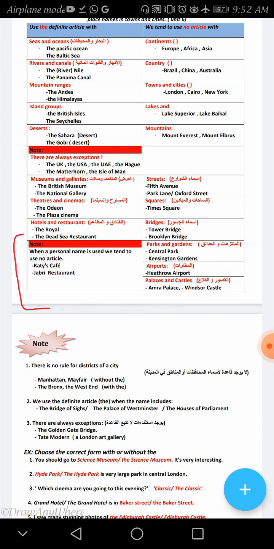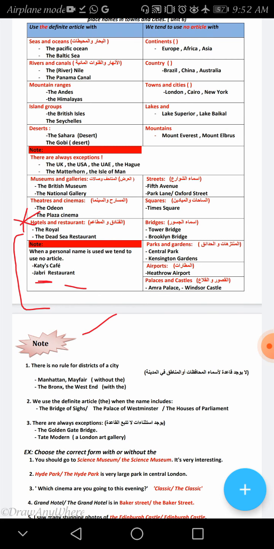But be careful about this note. When a personal name is used, we tend to use no article. في حال إنه كان في عندي بعض المطاعم والفنادق, but this hotel or restaurant refers to a person, جاي على اسم شخص, we don't use the. بس بهاي الحالة we don't use the with restaurants and cafes if they refer to a person. For example, Katie's Cafe, Jabri Restaurant. وضحت؟ اسم شخص, we don't use the. Be careful about this note.